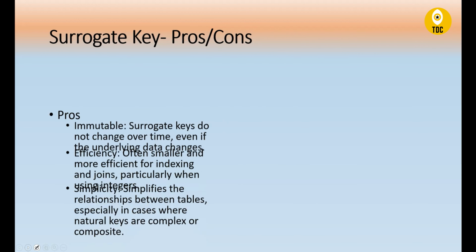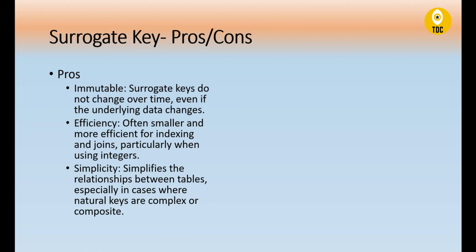Again, what are the pros and cons? Surrogate keys are immutable. That means surrogate keys do not change over time, even if the underlying data changes. That is one of the key aspects, because they are generated by the system and there is no control over that, and that is one of the advantages. And efficiency: they are often smaller and more efficient for indexes and joins, particularly when using integers as a surrogate key.